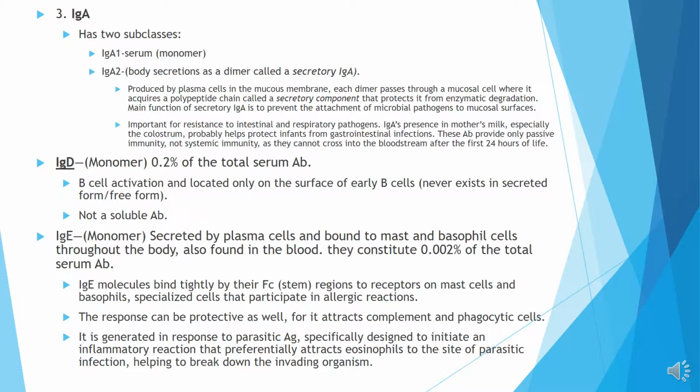Now, when we think about IgE, we think of allergic reactions. We also think about parasitic infection because they attract eosinophils to the site of parasitic infection. The IgE molecules bind tightly by their Fc stem regions to receptors on mast cells and basophils. These are the specialized cells that participate in allergic reactions.